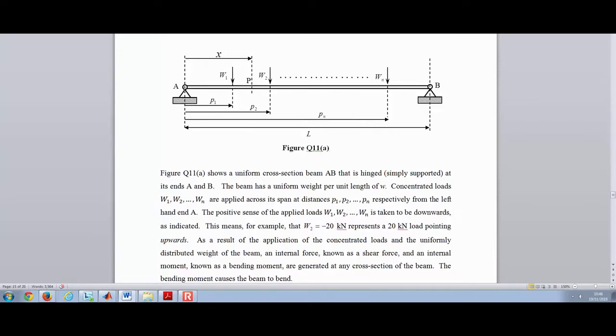respectively from the left hand end A, and the beam also has its own weight, which is uniform and is W per unit length. The positive direction of the applied loads is downwards. Therefore, if W2 is minus 20 kilonewtons, that means that at x equals P2, you have a load of 20 kilonewtons pointing upwards. Whereas if W2 was 20 kilonewtons, then at x equals P2, you have a load of 20 kilonewtons pointing downwards.